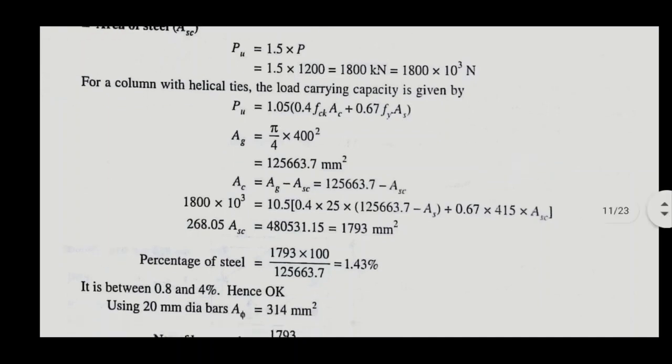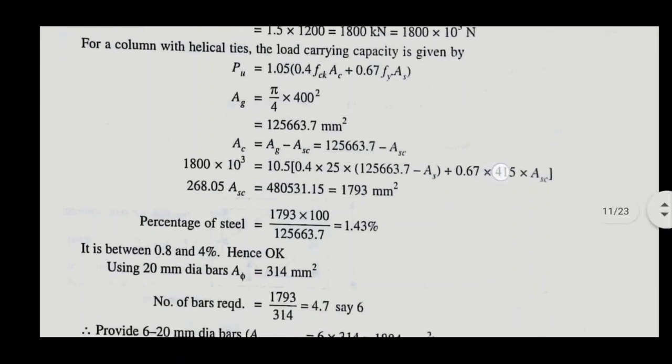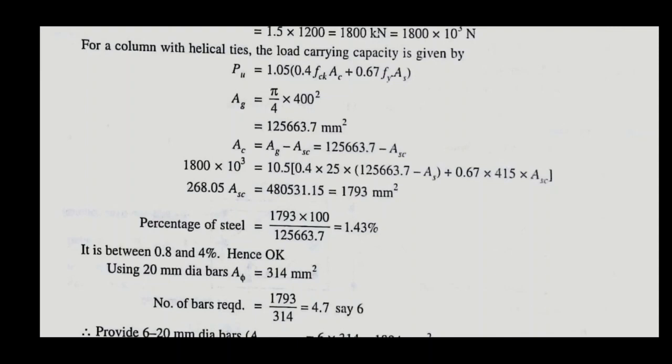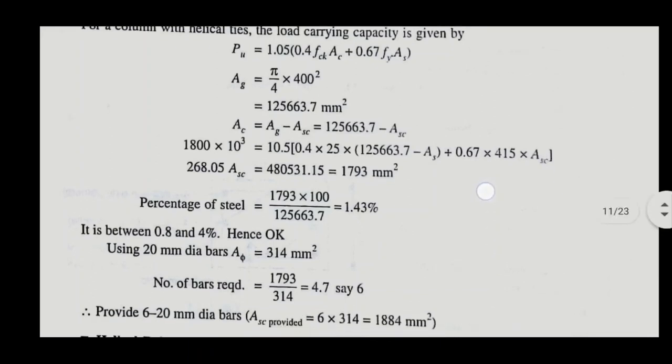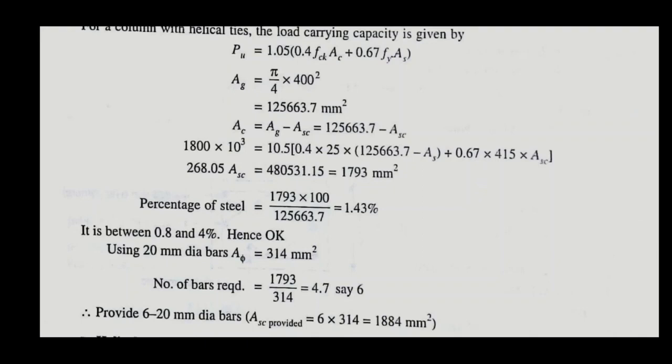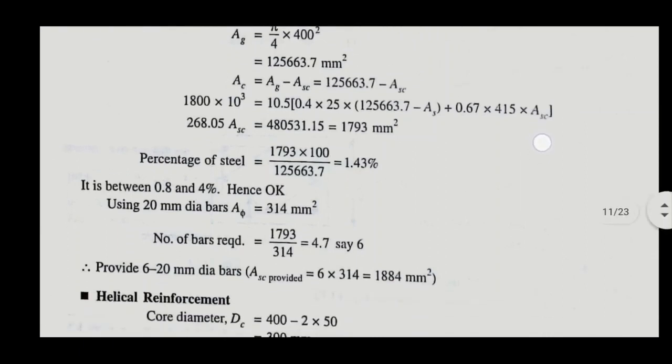Now using 20 mm dia bars, the area of one bar will be 314 mm square. So number of bars required is 1793 by 314, which is equal to 4.7. But as I said earlier, for circular column we need minimum 6 number of bars. So we will provide 6 number of 20 mm dia bars. So area of steel provided is 6 into 314, that is equal to 1884 mm square.